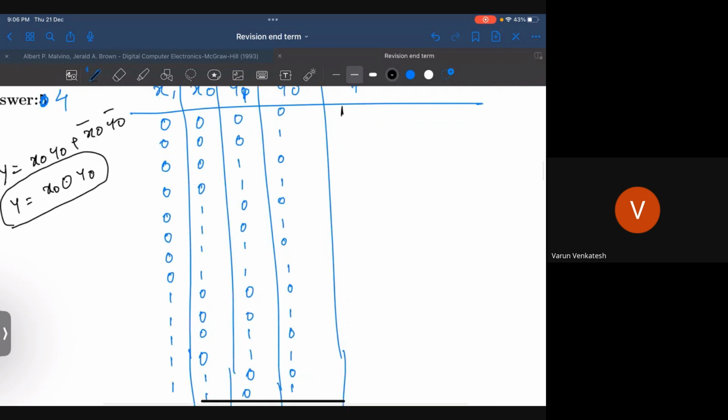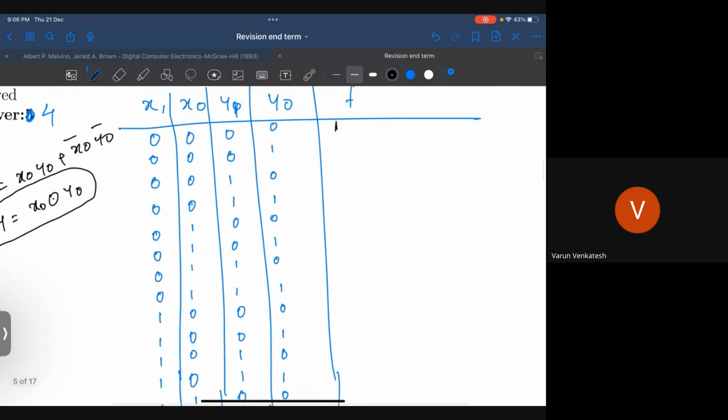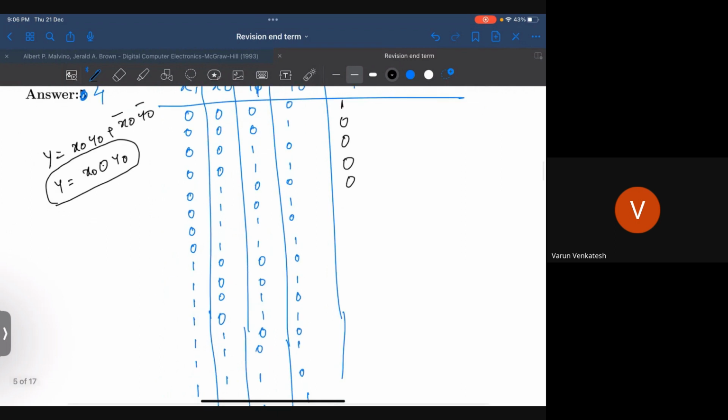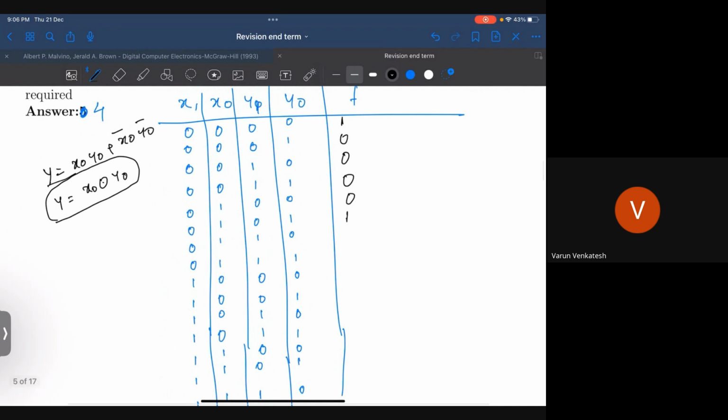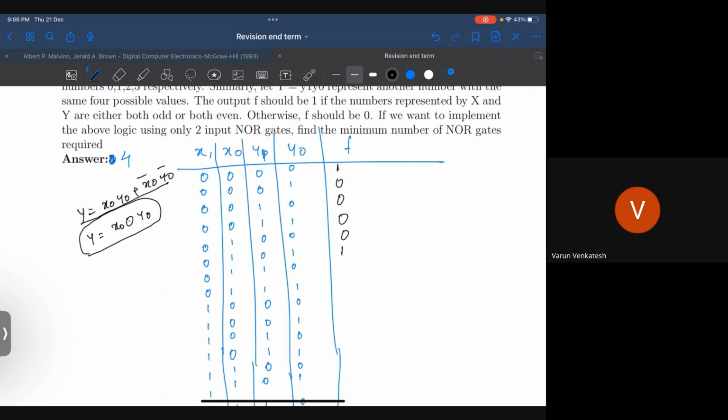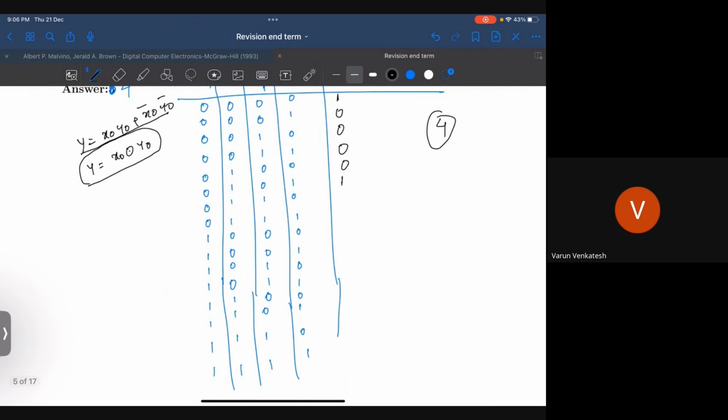If you fill the truth table, for 0 0 0 1 it will be 0, and for 0 1 0 it will also be 0, because one is even but this is odd. 0 1 is also 0, and for 0 1 0 1 it will be 1. So you can fill the truth table. The final expression will be y equals x0 y0 plus x0 bar y0 bar, which is x0 XNOR y0. The number of NOR gates required will be 4. With the help of 4 NOR gates, you can represent the XNOR gate, right? So the circuit expression will be like that.